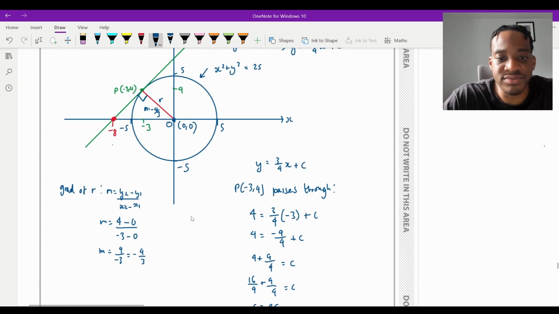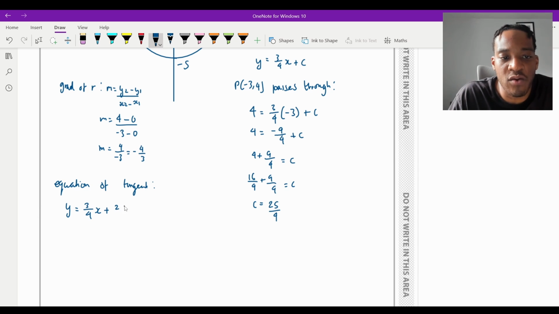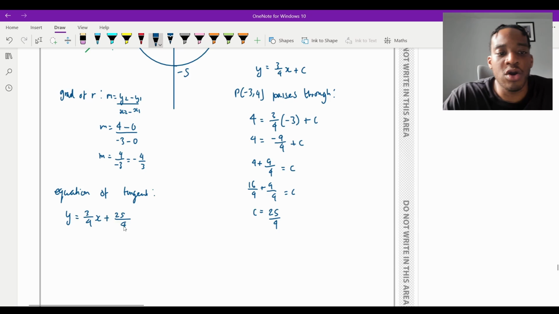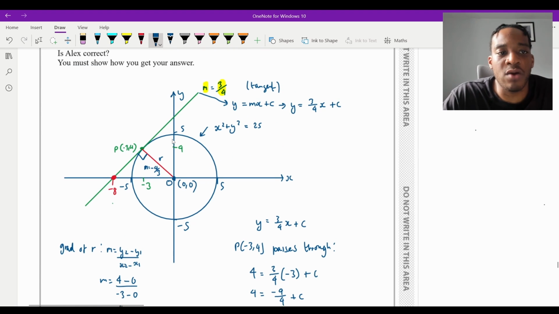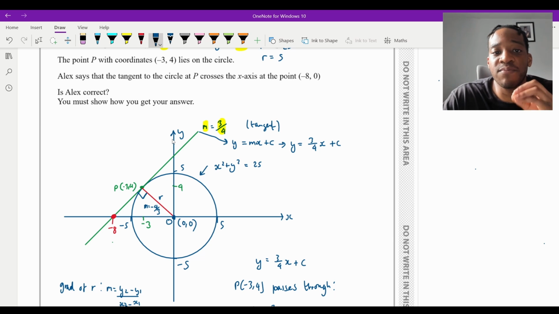So to finish off, the equation of the tangent is just going to be y equals m, which was 3/4 x, plus c, which is 25 over 4. So we now have the equation of the tangent. Now remember the claim. Alex says that the tangent to the circle crosses the x-axis at the point (-8, 0), which you've labeled here. So we just need to make sure that's true.